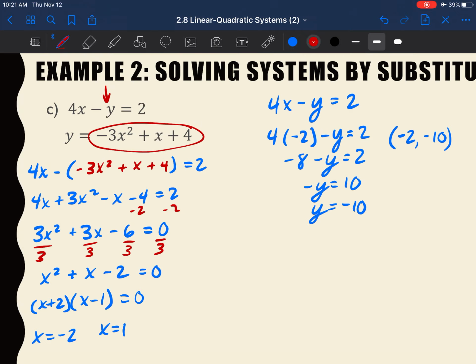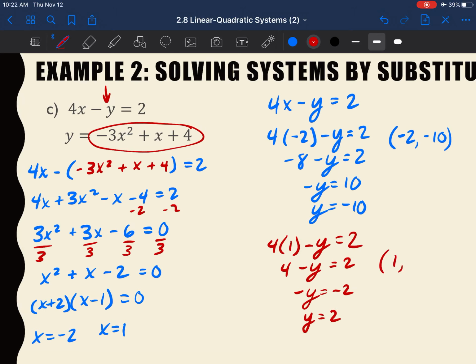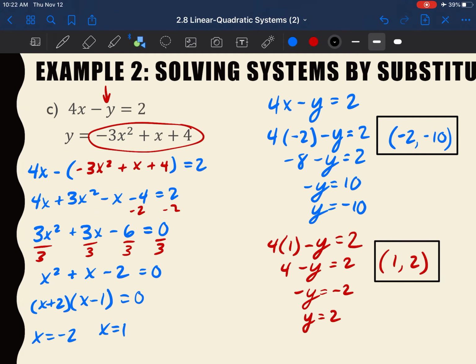The other solution, we're plugging in a 1 for the x, so 4 times 1 minus y equals 2, and then you do all of that math, so I'm just going to go through that quickly. You get negative y equals, subtract 4, so negative 2, and then divide, and you get positive 2. So then the other solution is going to be 1, 2. So in this case, you had 2 solutions, and both of them were whole numbers, so that was nice.